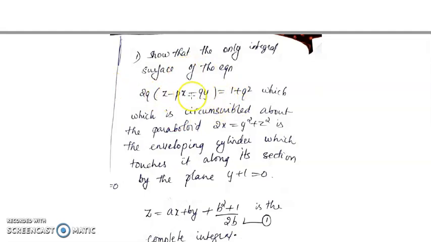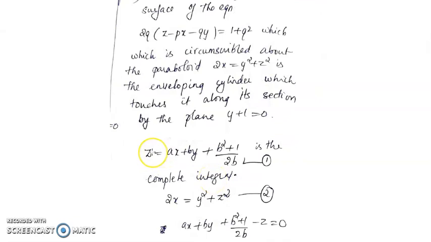So you are given the surface 2q into z minus px minus qy equal to 1 plus q square. This is circumscribed about the paraboloid, and you need to show that the curve is given by y plus 1. So first we will solve for this equation. We need to find the surface f of x, y, z, a, b equal to 0. So on solving, first I will rewrite the equation. It is in the Clairaut's form.